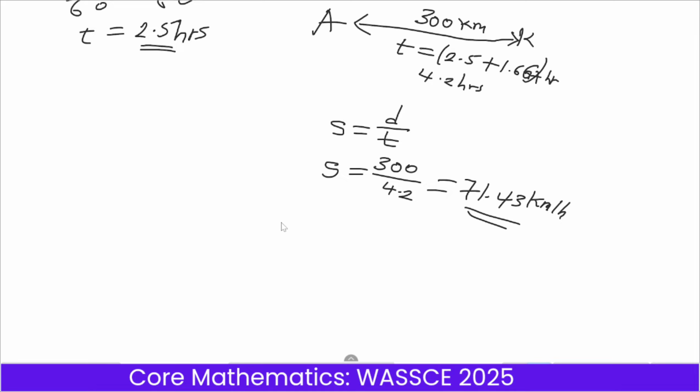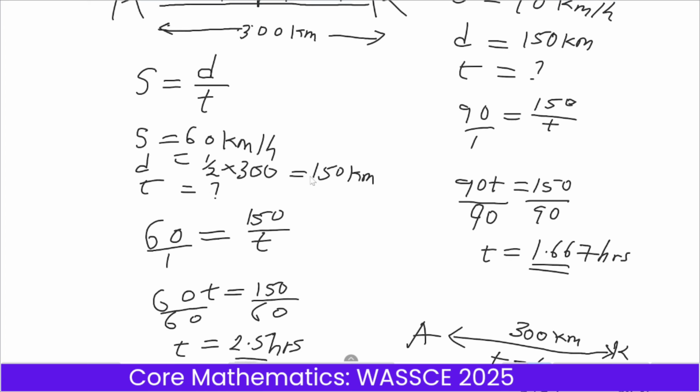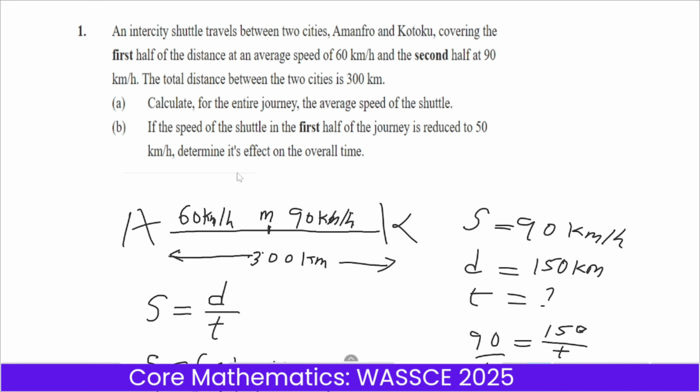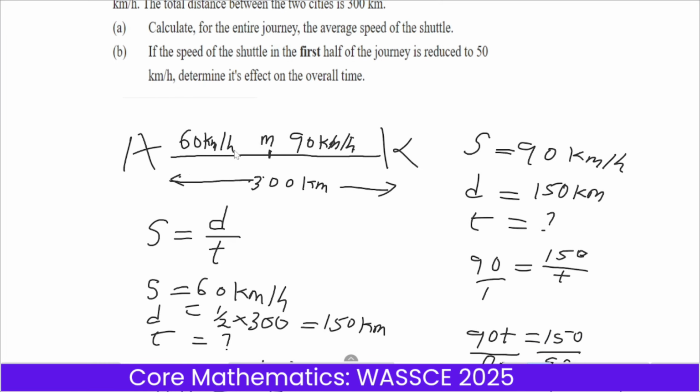So let's move on. Let me take the screen up a bit. So let's check the second part of our question. We are now done with A, which is to calculate the average speed of the shuttle for the entire journey. So what we did was that we found the time taken to cover from point A to M, which is our middle, as well as the time taken to cover the remaining distance from point M to K. We added the times to get the total time taken, and then we know the total distance between the two cities. Then from our formula, speed equals distance over time, we got our average speed for the entire journey.